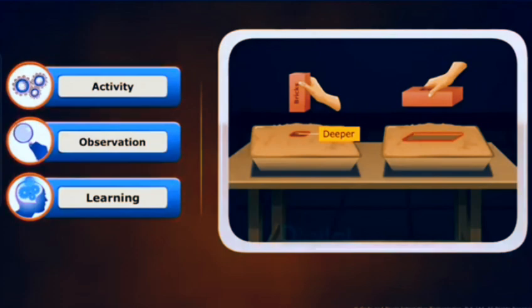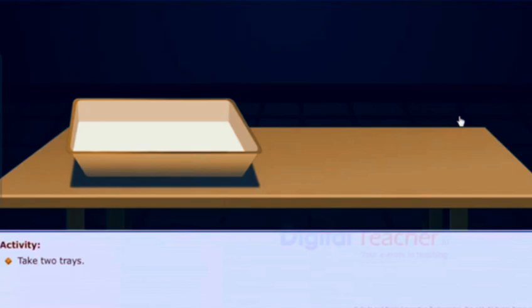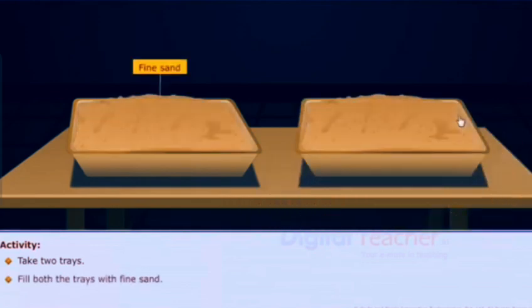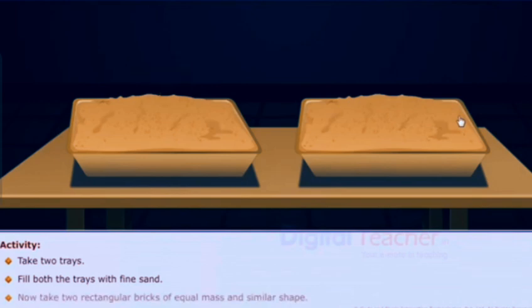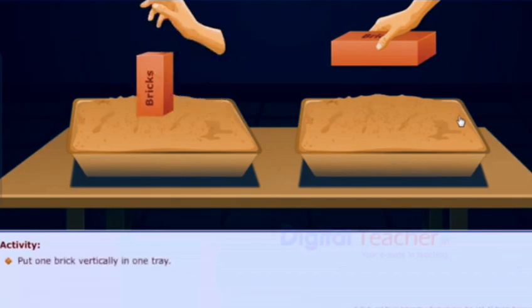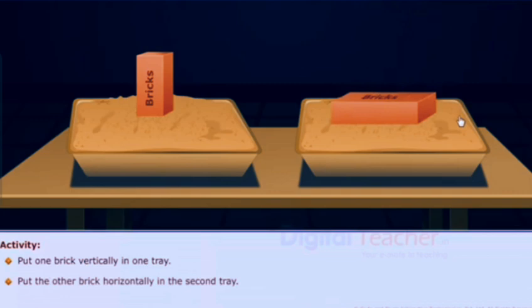Now, let us perform an activity to identify the effects of force. Click each tab to know more. Take 2 trays. Fill both the trays with fine sand. Now take 2 rectangular bricks of equal mass and similar shape. Put one brick vertically in one tray. Put the other brick horizontally in the second tray. Observe the changes.